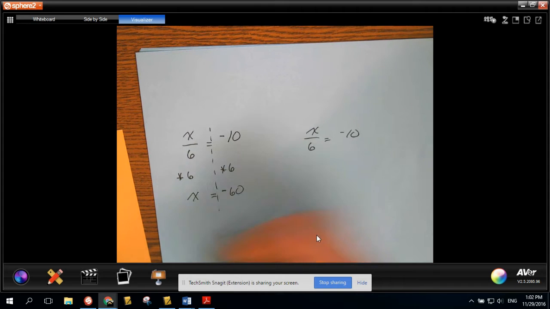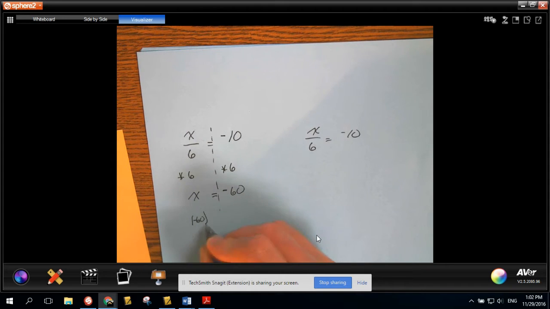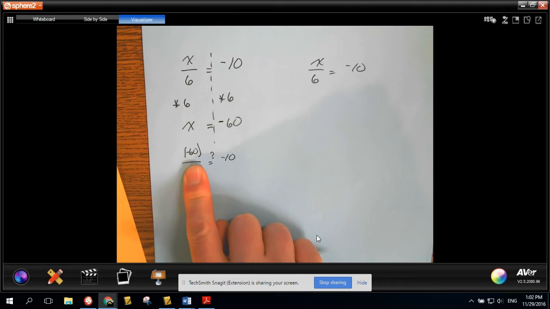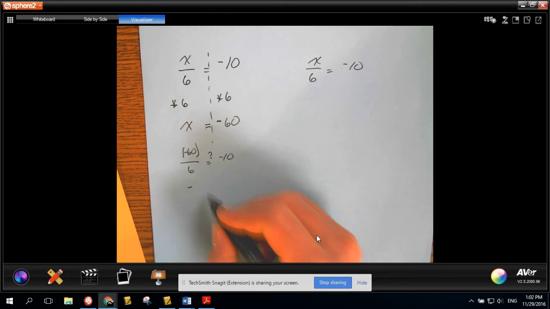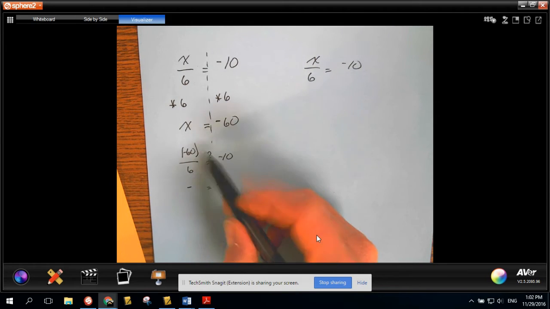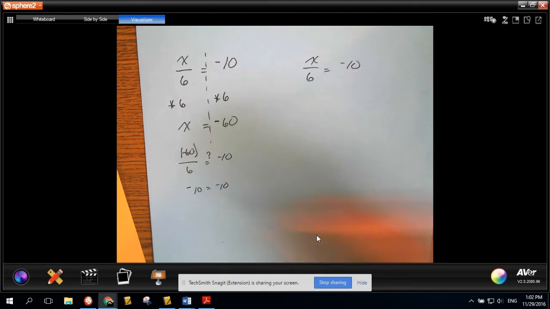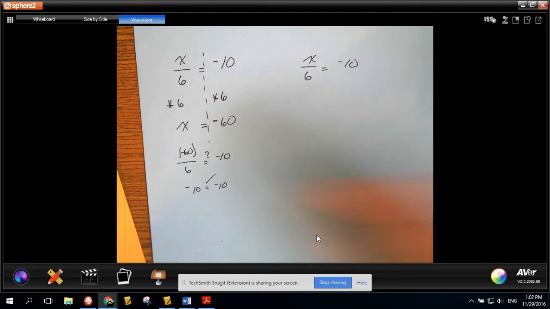Okay, when we go back and check that, we substitute negative 60 in for x. Negative divided by a positive is a negative. 60 divided by 6 is 10. So that one checks out.